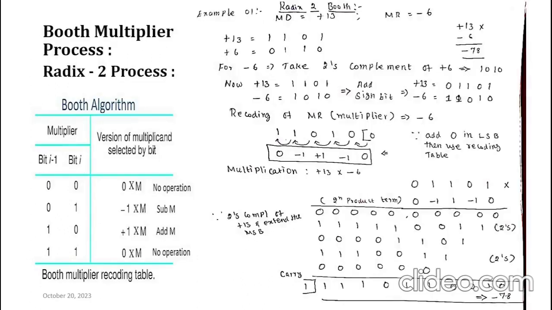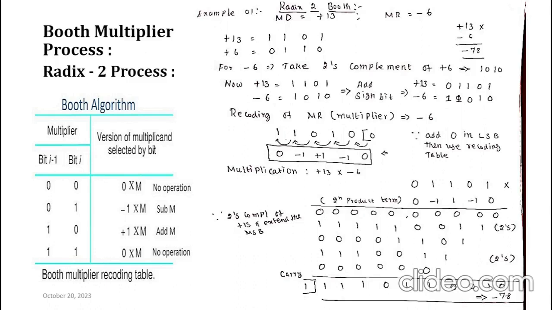Next we are going to see an example. On the left side I have mentioned the Booth algorithm: 0 0 means we put 0, 0 1 means -1, 1 0 means +1, and 1 1 means 0. Now I am going to multiply +13 and -6. As we discussed initially, with the help of the Booth multiplier we can multiply signed numbers, so negative numbers can also be taken.